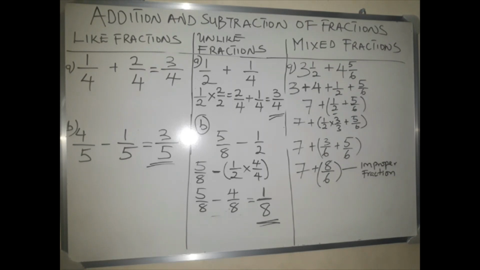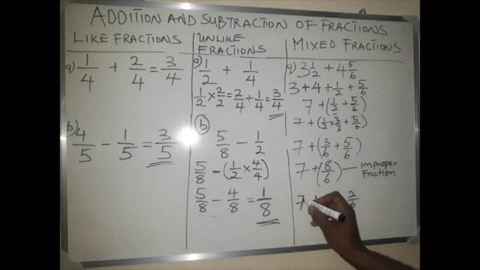In one of my videos, I showed how to convert from mixed fractions to improper fractions, and from improper fractions to mixed fractions. So you can go and see that video to get a better understanding. But for this example, we have 7 and we have 8 all over 6. So what we do now is divide 8 by 6, and that will give us 1 remainder what? 2 all over 6. 1 remainder 2 all over 6.